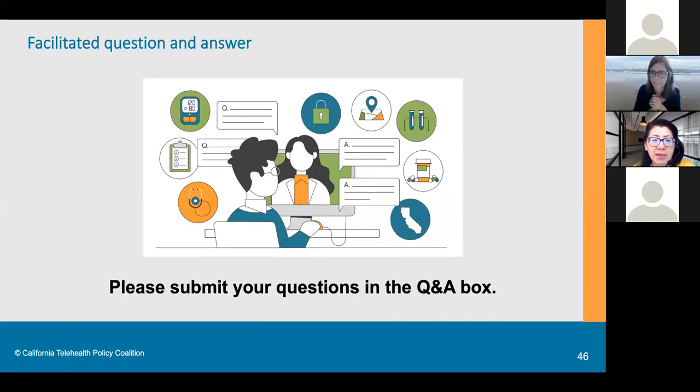So this one I think I can answer. Do we anticipate DHCS will follow CMS and eventually allow the hospital-based clinics to bill as the originating site Q3014 when the patient is at home? Latest I heard is no, they were not going to do that at this time.